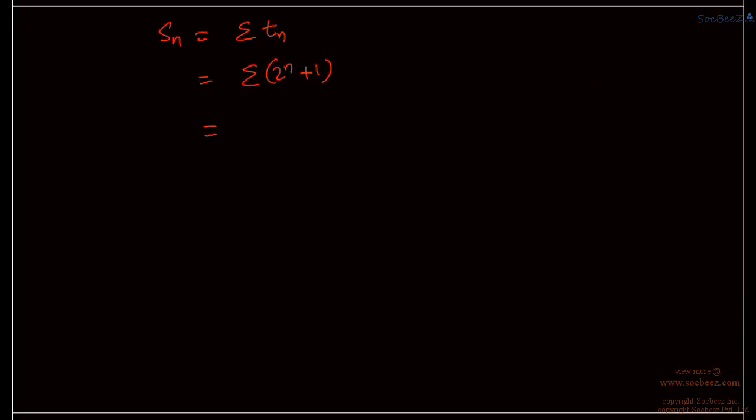Right? Sigma 2 power n. Now what is sigma 2 power n? Sigma 2 power n, this is obviously from 1 to n. Right? So sigma 2 power n is nothing but the first term is 2, and there are n terms, which will be 2 power n minus 1 by 2 minus 1, plus sigma of 1, which is just n. Right? Okay, sorry, this is not n plus 1, this should be just n.